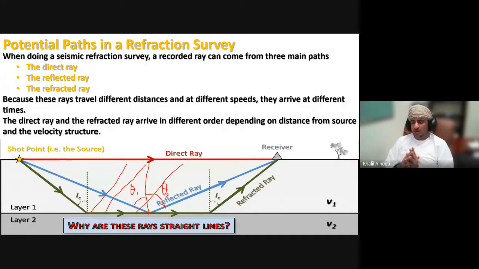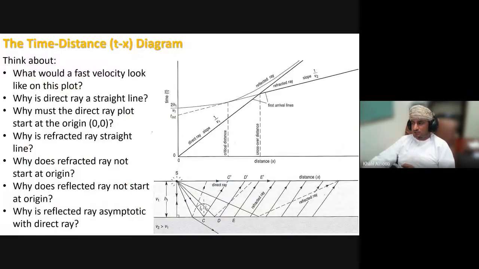In this chapter, we are only dealing with refracted energy. We want to record this energy and use it to locate how many layers there are, what the velocities of these layers are, and also how thick these layers are. So how will they look in real data, and how can I use them?